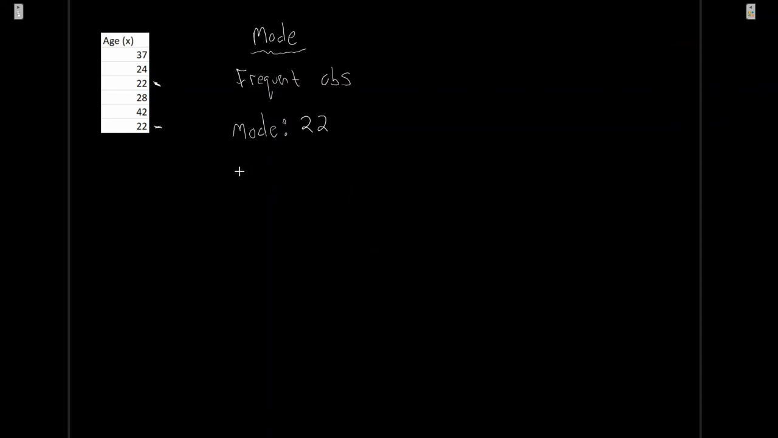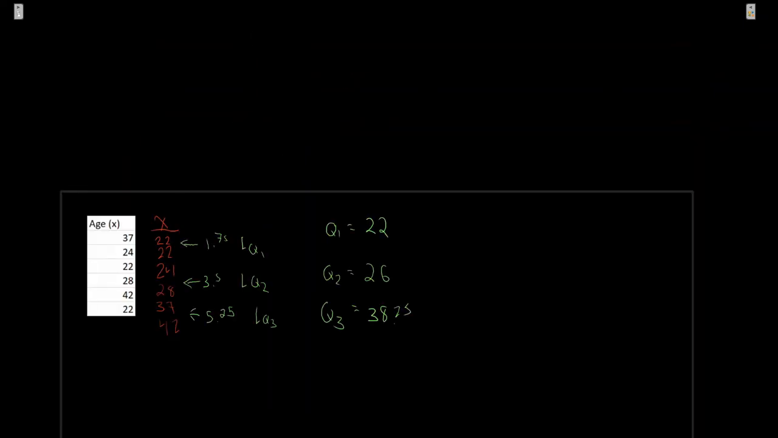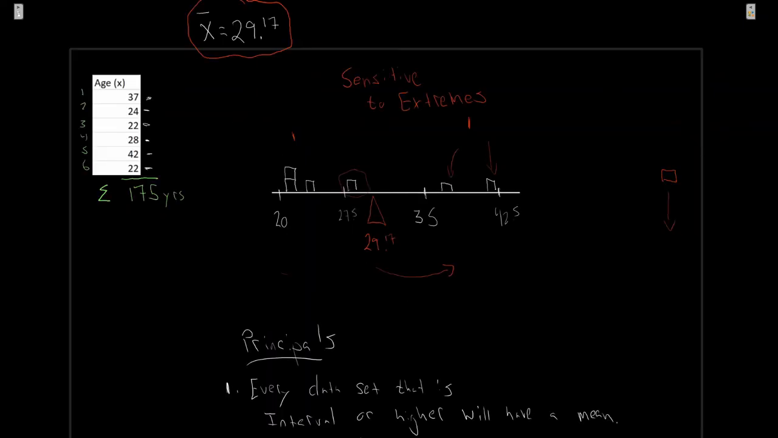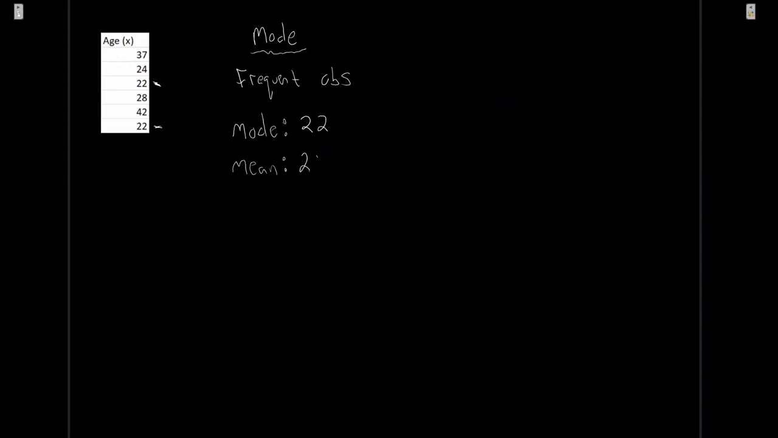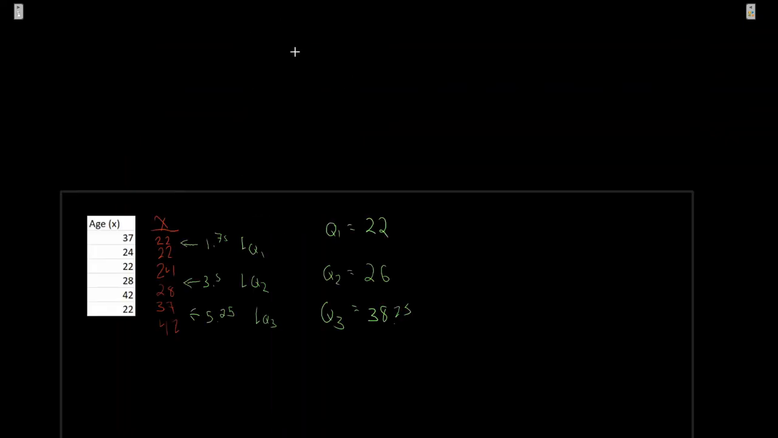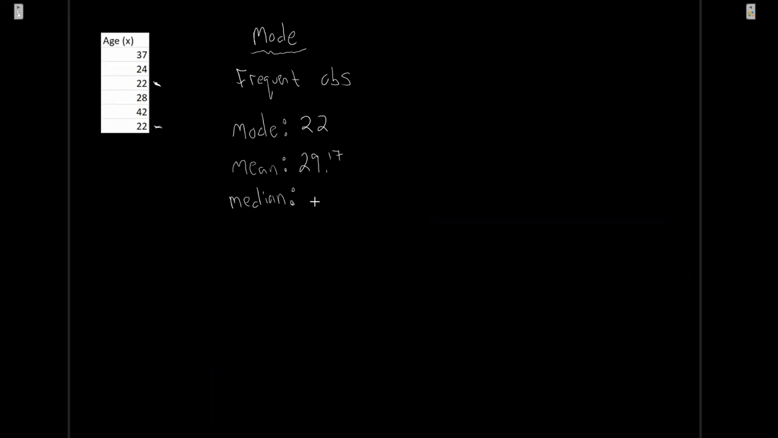So, if we want to compare so far our different measures of position or location, we had a mode of 22. Our most frequent age was 22. We had a mean of, what do we have a mean of? Let's go back and take a look. We had a mean of 29.17. And we had a median, right? Again, the median was our middle. This was our 50th percentile, such that half were above, half were below. We had a median of 26.